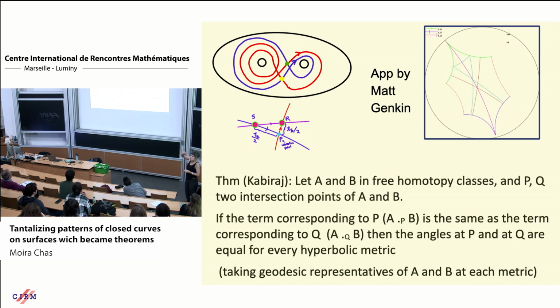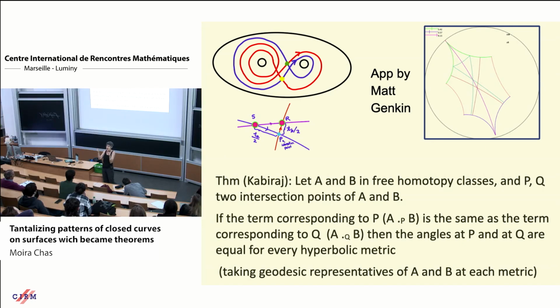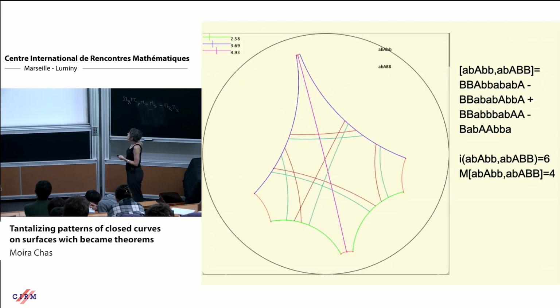I joined together with a student, now a student of my former collaborator, Arpan Kabiraj. He proved this nice result, and he made an observation, but somebody had to do it, and it's very clever of him: every time you have a cancellation, the two intersection points that cancel have the same angle. So when you vary the metric, they vary together. This tells you that every time you have a cancellation, there's some symmetry.